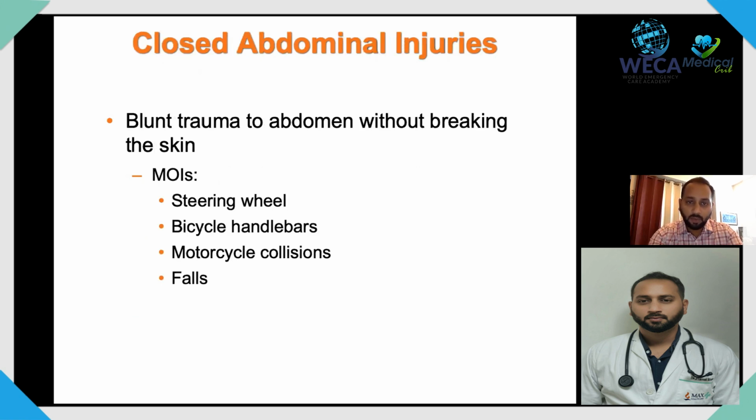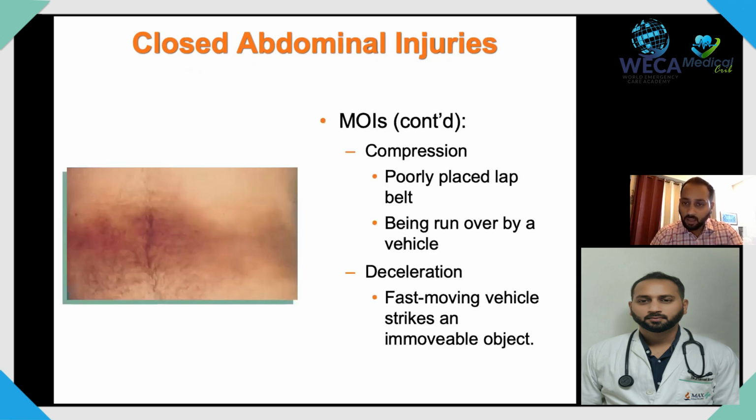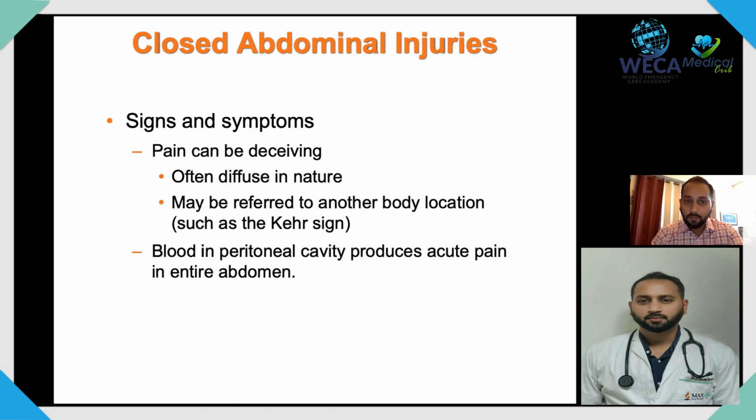Now, blunt trauma to the abdomen without breaking the skin, the mechanism or modes of injury. They can be caused by steering wheels, bicycle handlebars, motorcycle collisions, and falls. It can be due to compression, that is, a poorly placed lap belt while sitting in a car, or being run over by a vehicle. There can be deceleration forces. For example, when a car strikes a stationary object like a wall or some other object on the road, there can be a massive deceleration, and that impact can cause severe and serious blunt trauma to the abdomen.